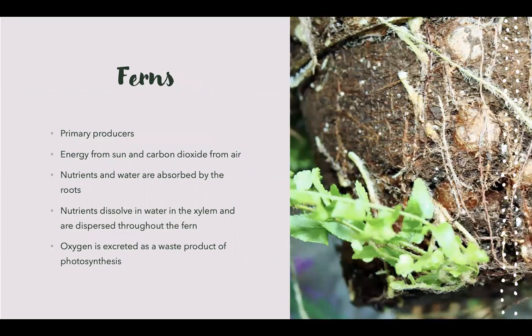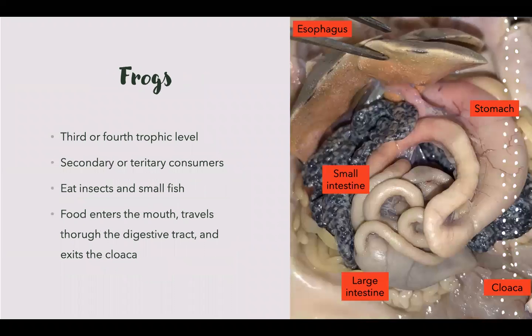Ferns are primary producers, which means they obtain energy from the sun and use carbon dioxide from the air to perform photosynthesis. Their nutrients and water are absorbed by the roots. Nutrients are then dissolved in water in the xylem and are dispersed throughout the fern, and oxygen is excreted as a waste product of photosynthesis.